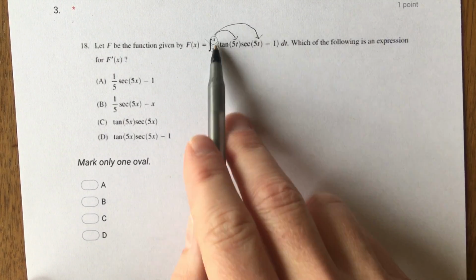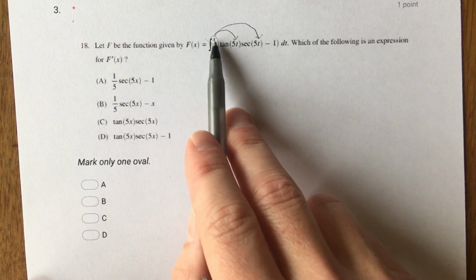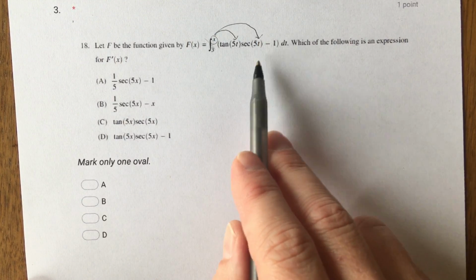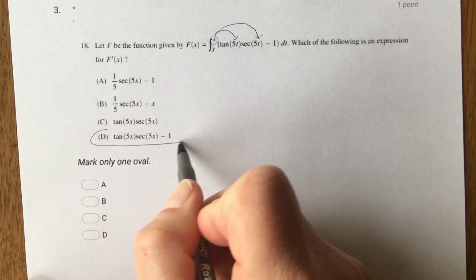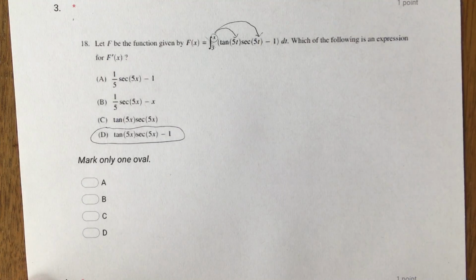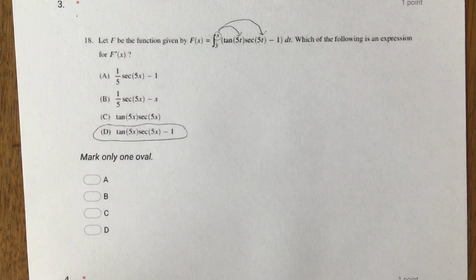Now you can overthink this one because of the -1 and think, well, the derivative of 1 is 0, but that's not what we're doing in here. We're not taking the derivative of these things. We're just replacing the t's with x's and leaving everything else alone. So the answer on this one was D. So actually it was a pretty simple one if you just did the process that you were supposed to there.